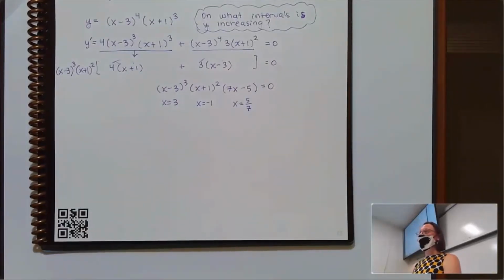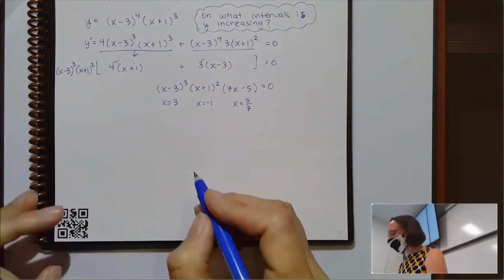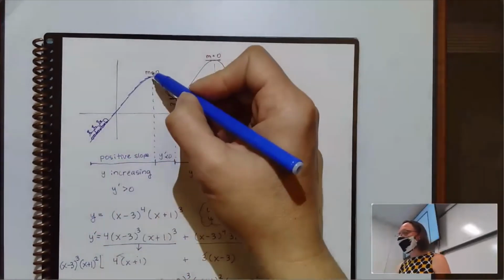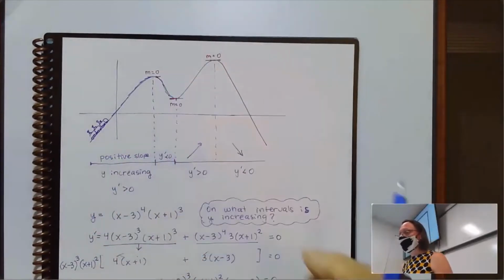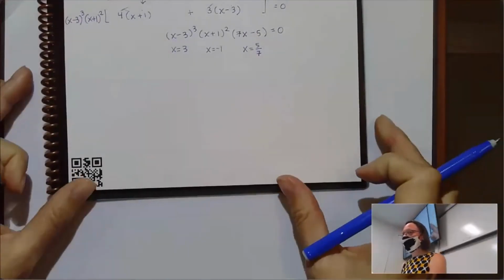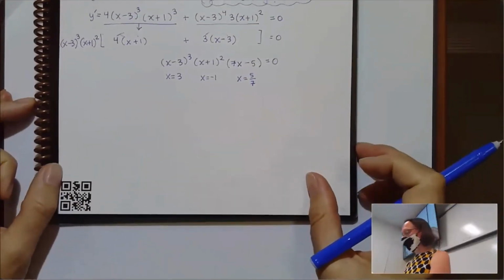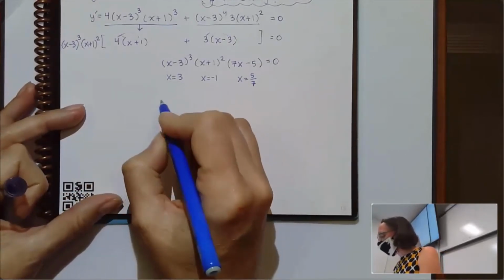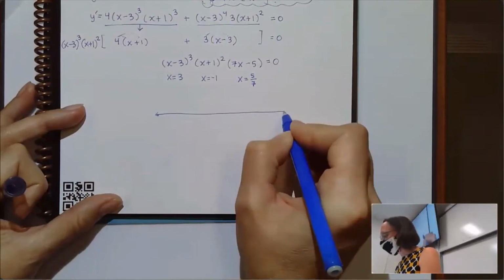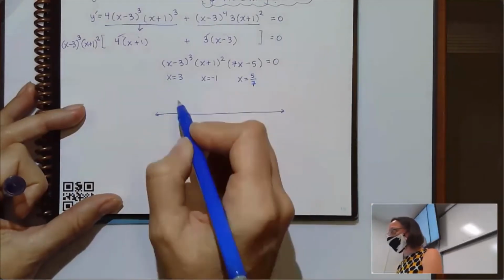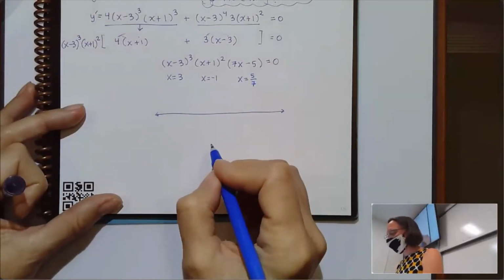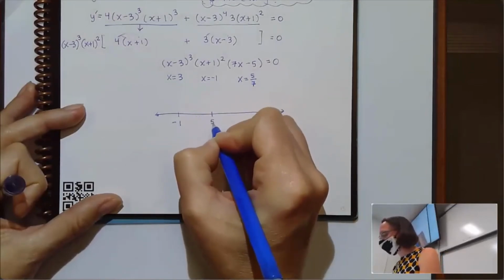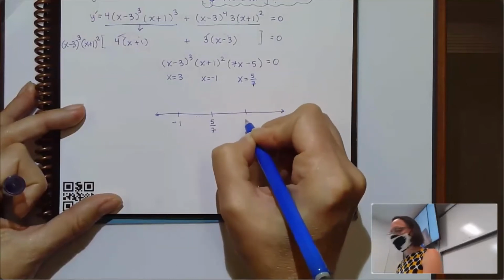But what we actually cared about is where are we going up on the graph? So I'm not going to graph the whole thing, but I am going to imagine for myself what that x-axis looks like. I know that these are the places where my derivative is 0. So from left to right, I'm looking at -1, 5/7, and 3.